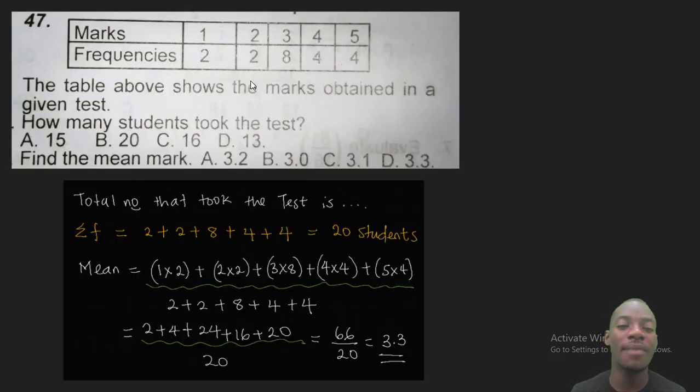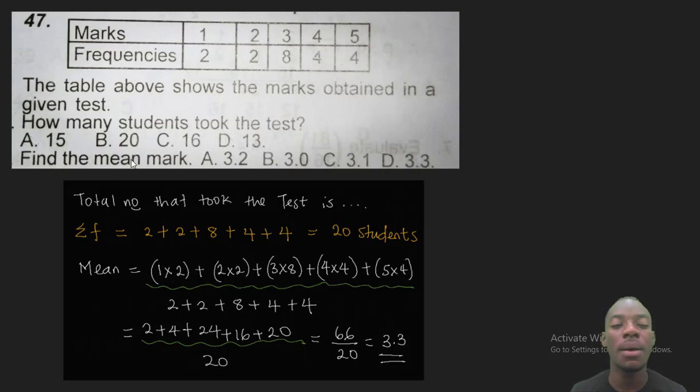We have the mark and we have the frequency here again. The table above shows the mark obtained in a given test. How many students took the test? So the total number of students means we add all the frequency together, and that's summation F. It's going to become 2 plus 2 plus 8 plus 4 plus 4, because the frequency means number of people, while these are their marks on top. And that means 20 students took the test.